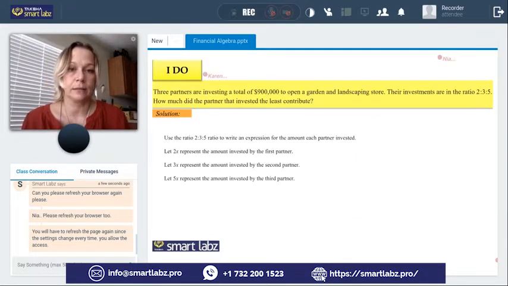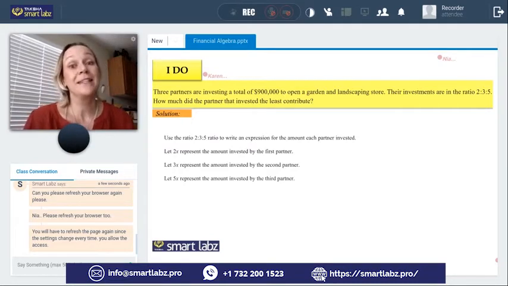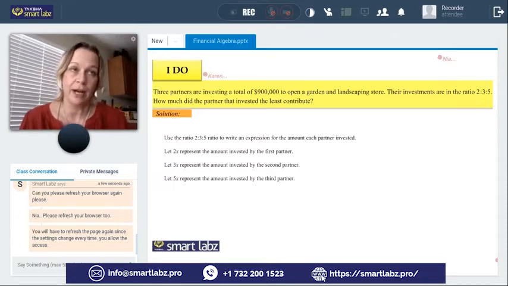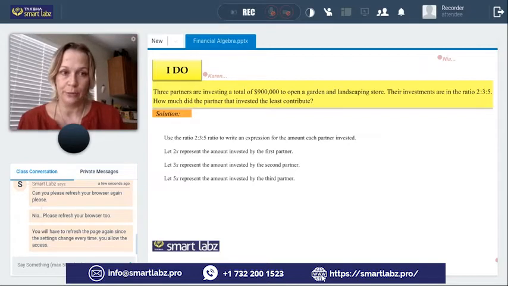Okay, so next. Three partners are investing a total of $900,000 to open a garden and landscaping store. Their investments are in the ratio of 2 to 3 to 5, or 2, 3, 5. How much did the partner that invested the least contribute?